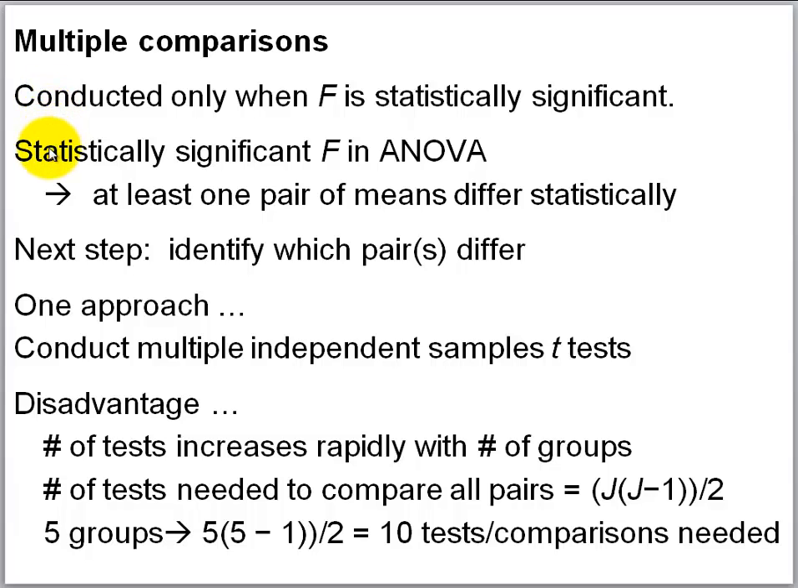A statistically significant F in ANOVA conveys that at least one pair of means differs statistically. The next step is to identify which particular pairs differ. And that's what we're going to see multiple comparisons are designed to do. Now, one approach for identifying which pairs differ would be to conduct multiple independent samples t-tests.